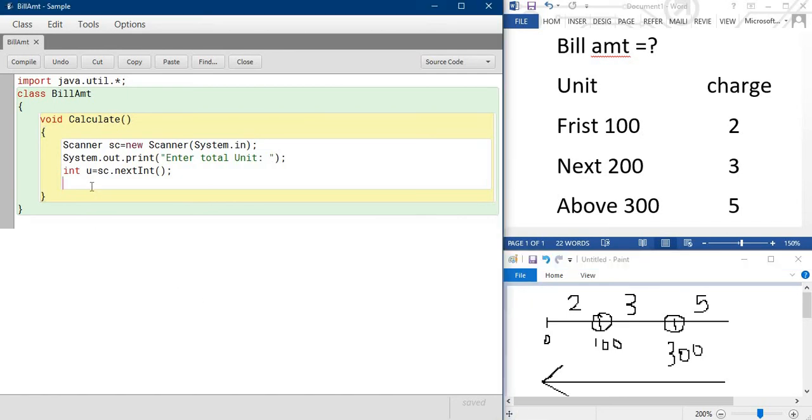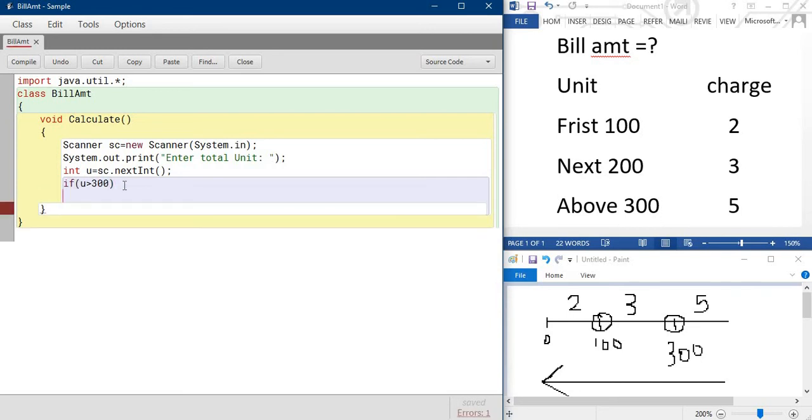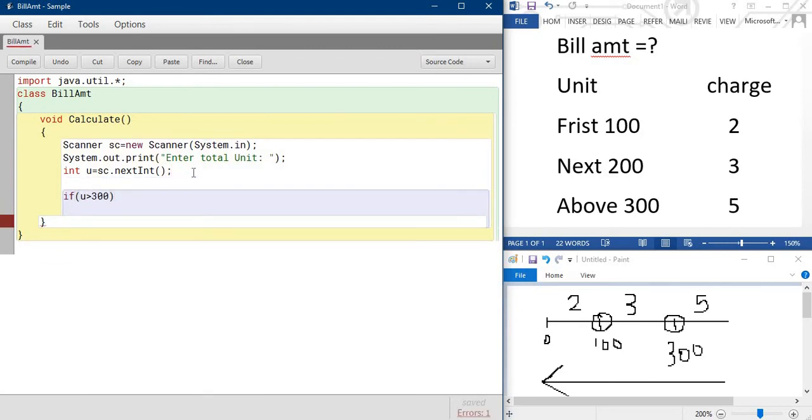I'm writing if unit greater than 300. See, the last condition, this one matching above 300, so unit above 300. Now in this case you look carefully. I'm taking a variable, double bill is equal to.